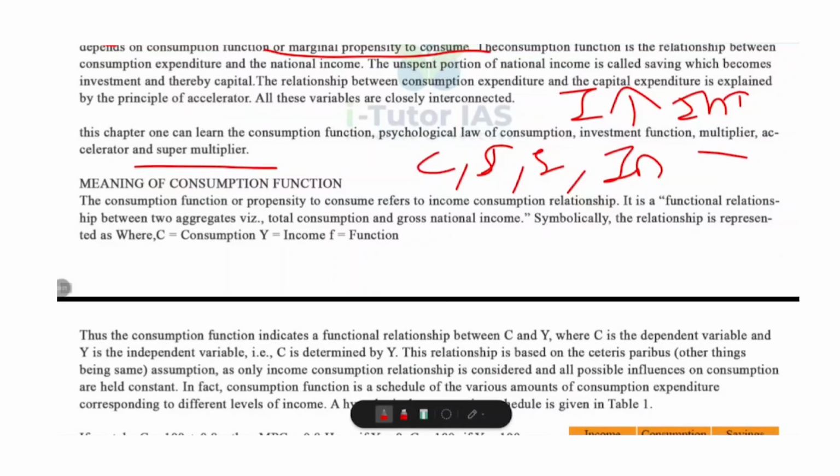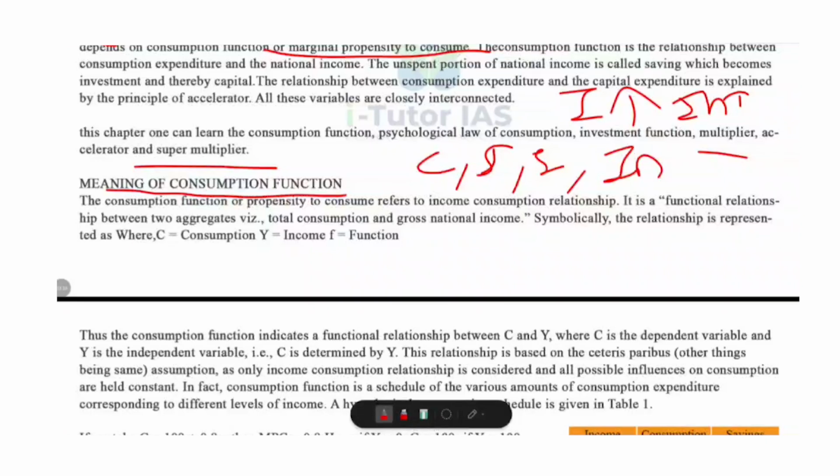In this chapter, we are going to learn some very important macroeconomic concepts. We will start with the consumption function, meaning of consumption function, which shows how people spend their income. Then we will understand the psychological law of consumption given by Keynes. It explains how people's spending behavior changes as their income changes. Next we will move to the investment function.